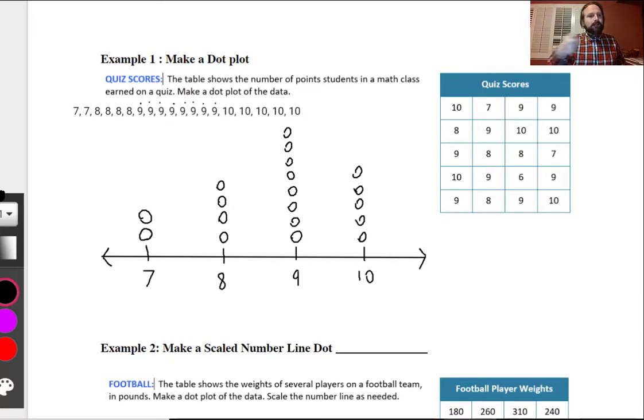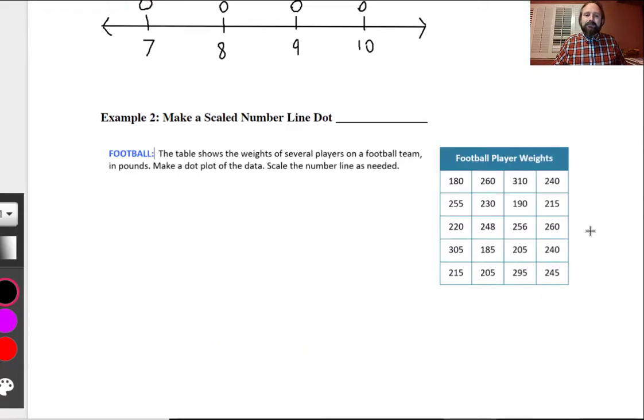All right, let's go on to what if we're going to stack the data. So make a scaled number line dot plot. So write that in. So football. It looks like we have a bunch of data right here. So I'm going to pause this right now, and I'm going to put the data out for you to see in just 2 seconds.